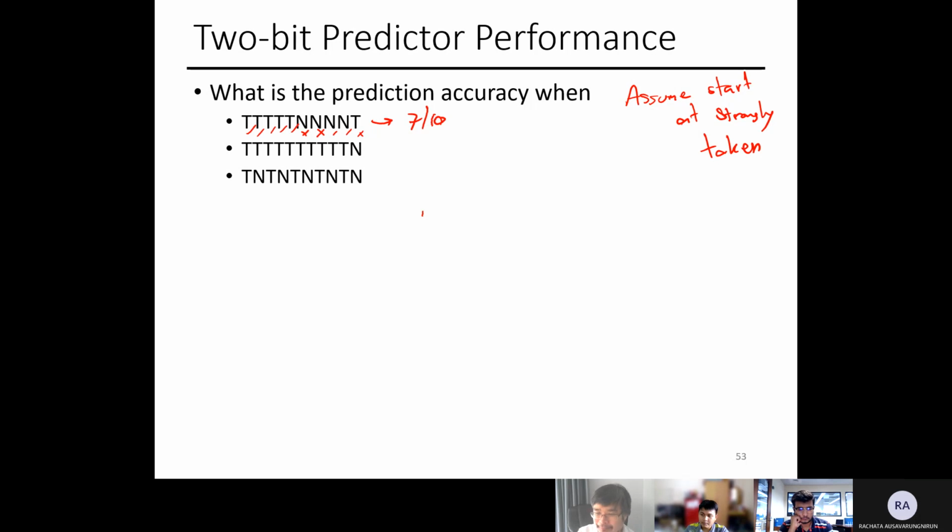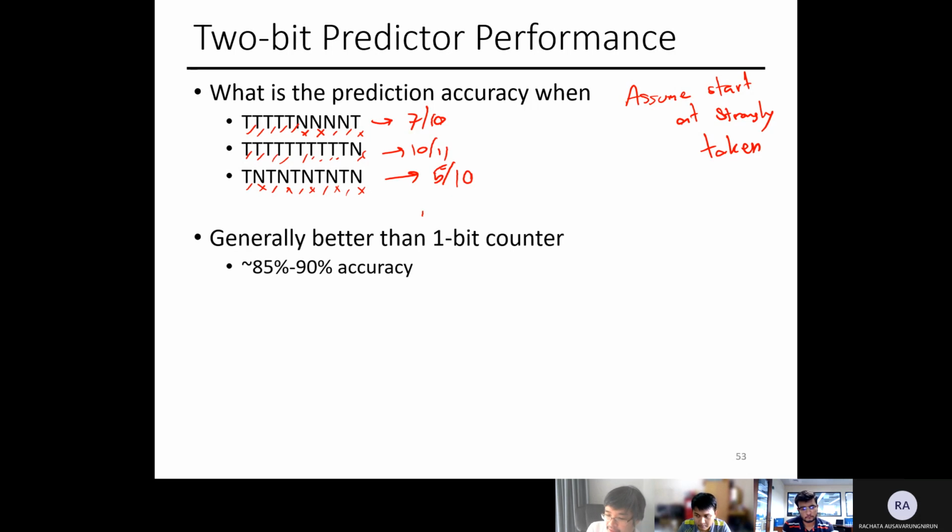It's going down, right? From 8 out of 10 to 7 out of 10. The second one is basically correct until the last one. So you're again at 10 over 11. But the key is here. Correct, incorrect, you're in the weakly taken. Correct again, you're in the strongly taken. Incorrect, correct, incorrect, correct, incorrect, correct, incorrect. So you have 5 over 10. Much better performance, right?